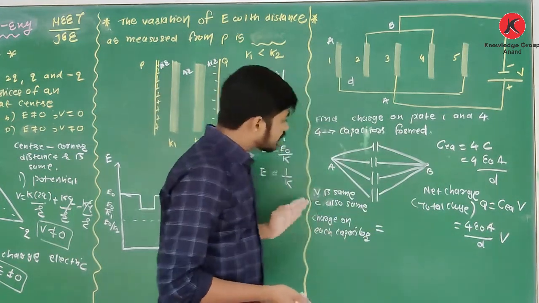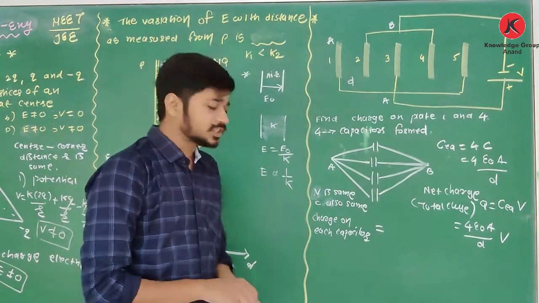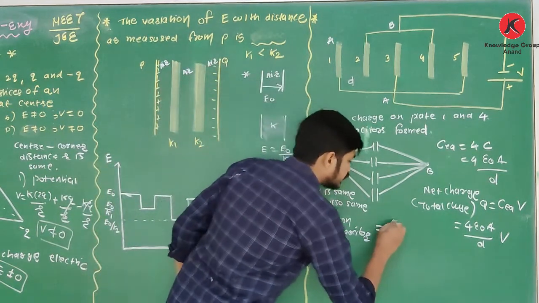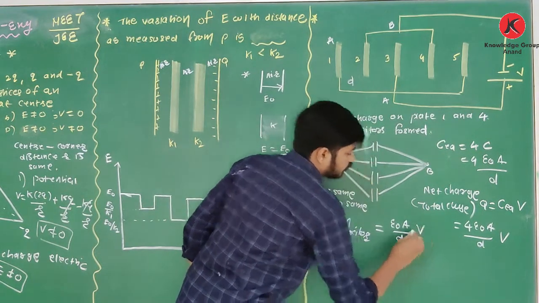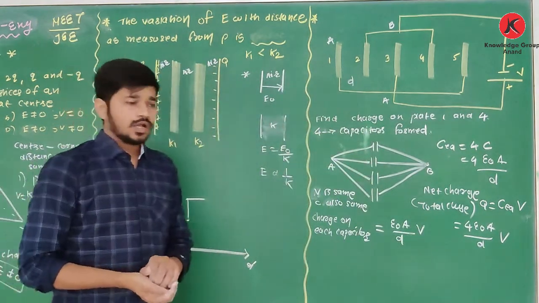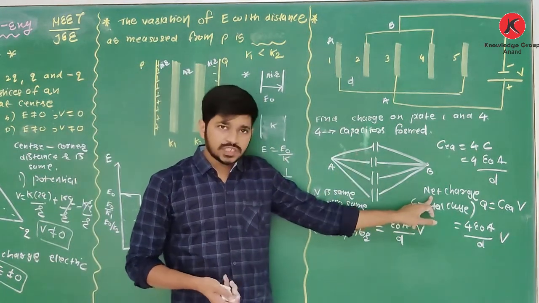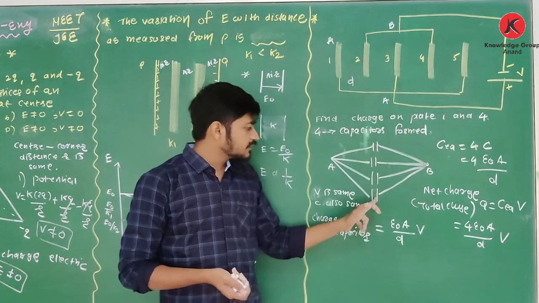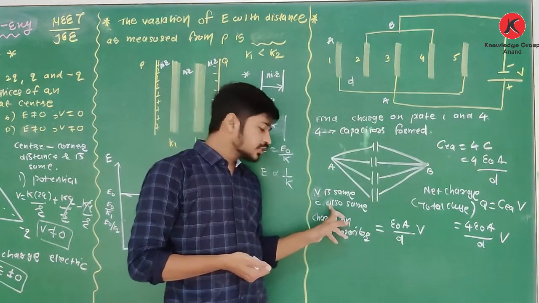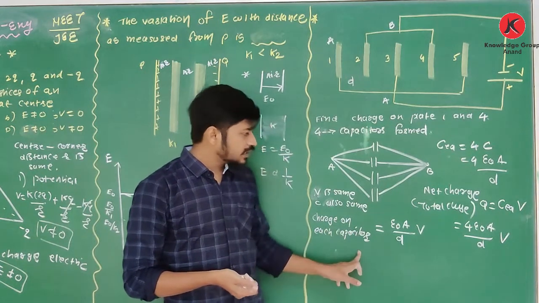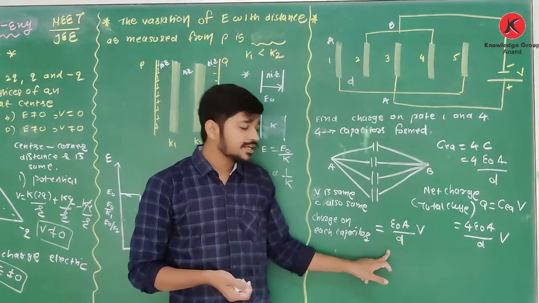We have 4 capacitors and they are connected in parallel. So what is the charge on each capacitor? Epsilon 0 A upon D into V. Clear about this? First of all you have to find the equivalent capacitance, then the total charge. As these 4 capacitors are connected in parallel, V is the same and capacitance is also the same, so the charge on each capacitor is epsilon 0 A V divided by D.